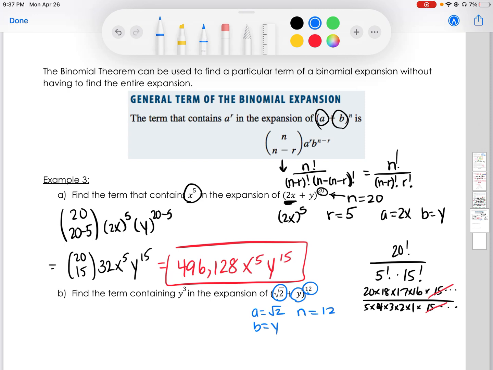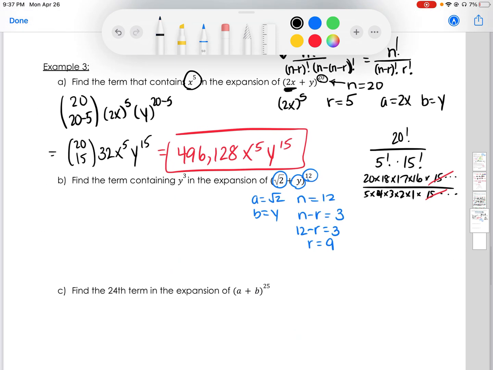We could also just say in this case that n minus r is going to equal 3. I mean, there's nothing wrong with doing that. Really makes no difference. We could plug in to get r, so 12 minus r is 3. So that means that r is going to equal 9. Okay, so we want to figure this out. Let's use our formula. So we have 12 on top. We have 12, or n minus r, so that's 3 on the bottom.